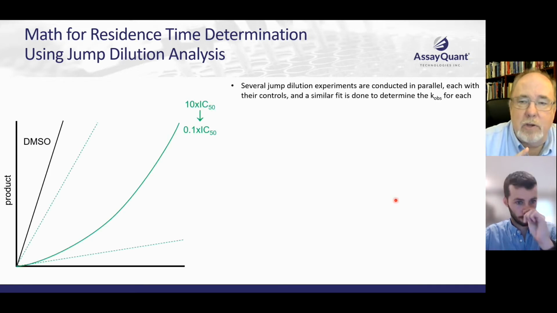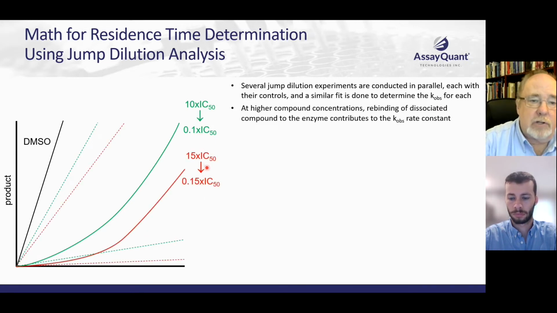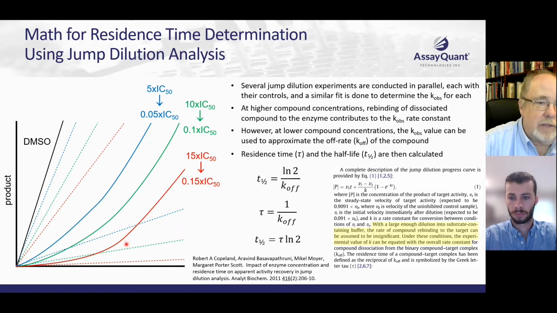You set it up the same way as you do your jump dilution experiments. You use the IC50 from the pre-incubation experiment, and you have your controls at 10-fold over and 10-fold under the IC50 here. But you need to do it at a number of different concentrations. So here we are at 15-fold over the IC50 and ending with 0.15 times the IC50. And then we'll also start at 5-fold the IC50 and go to 0.05 times the IC50. So we'll look at all of these rate constants, K observed, that are determined from here, and look at these.